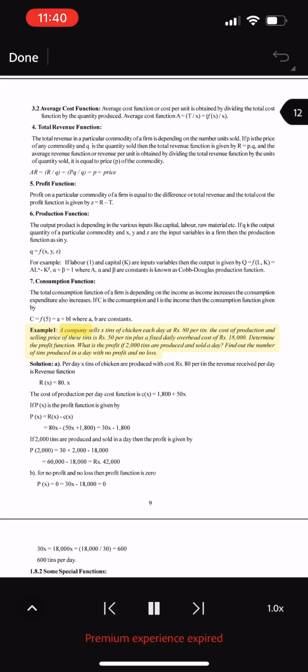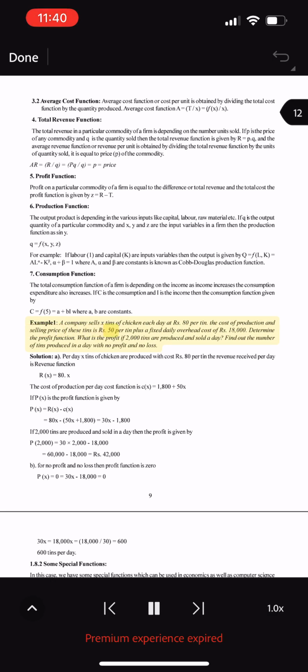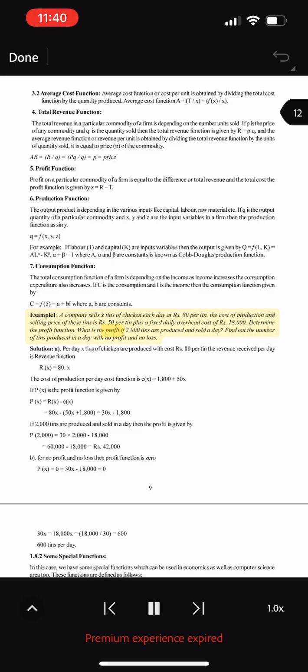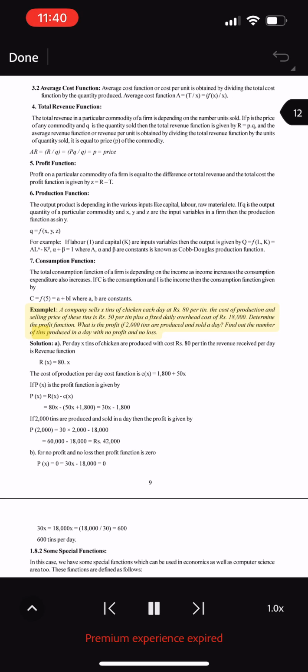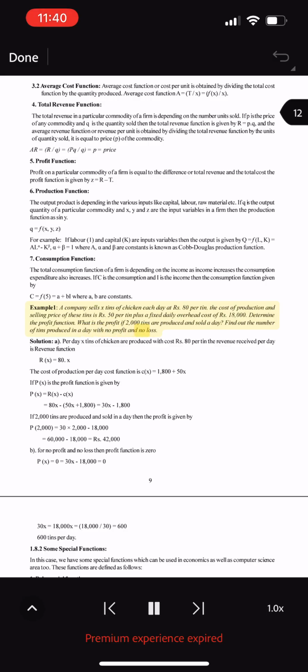Example 1. A company sells X tins of chicken each day at Rs 80 per tin. The cost of production of these tins is Rs 50 per tin plus a fixed daily overhead cost of Rs 18,000. Determine the profit function. What is the profit if 2,000 tins are produced and sold a day? Find out the number of tins produced in a day with no profit and no loss.